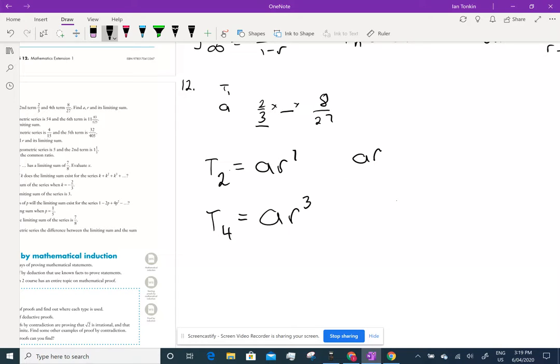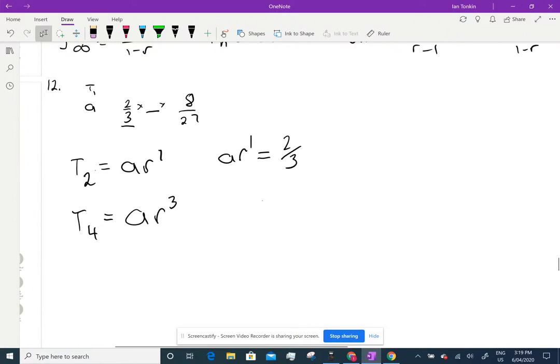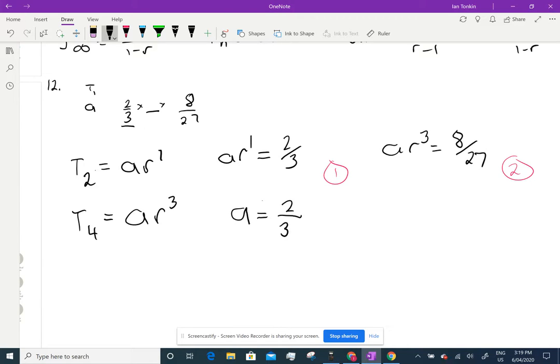But a r to the 1, and T of 2 is 2/3, and a r to the 3 equals 8 on 27. Now I've got two equations with two variables. So I'm going to call this equation number 1 and this equation number 2. But I'm going to change this one around. I'm going to write this one as a equals 2/3 on r. I'm going to divide that r across. And I'm going to substitute this equation.